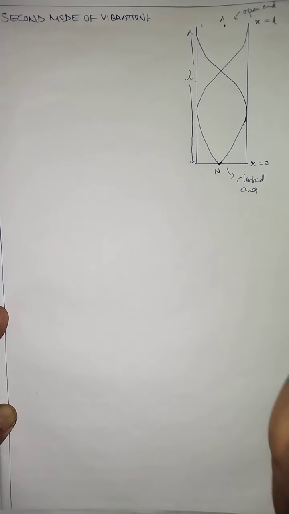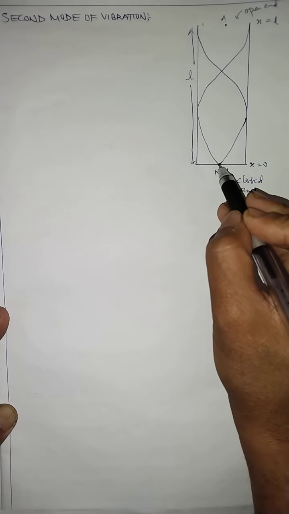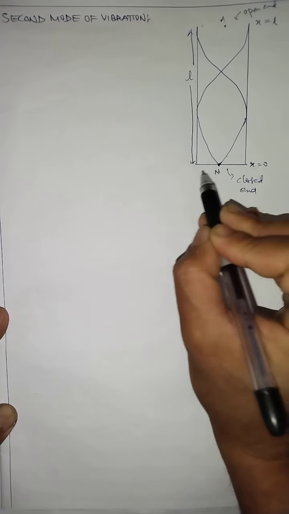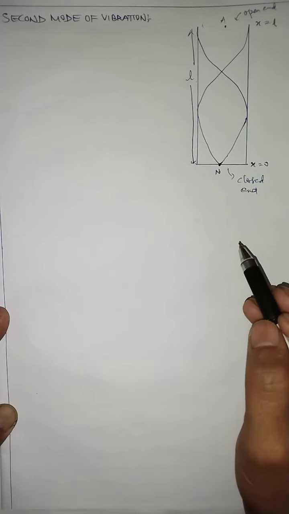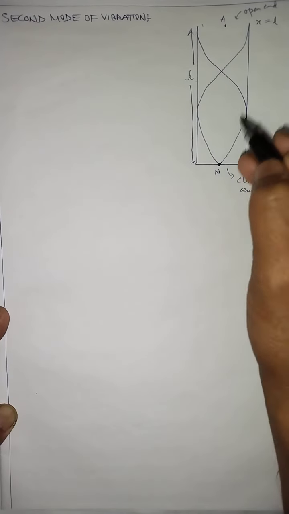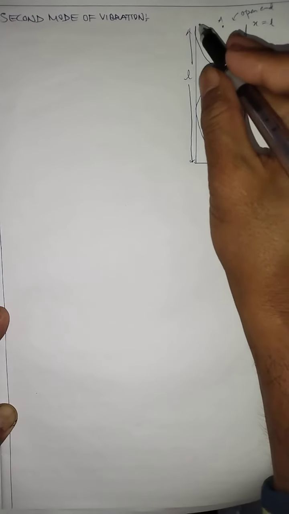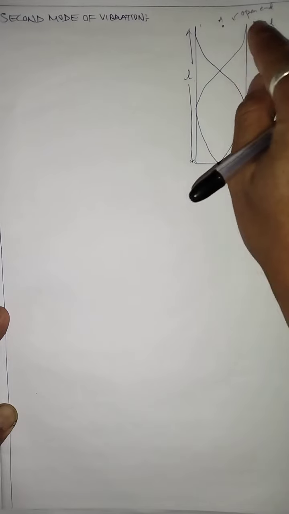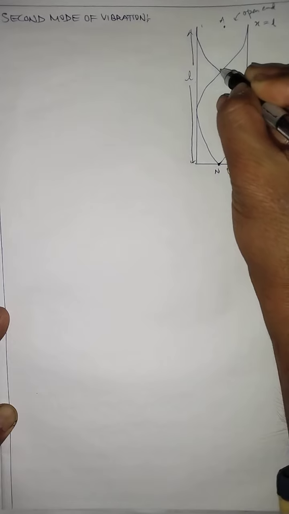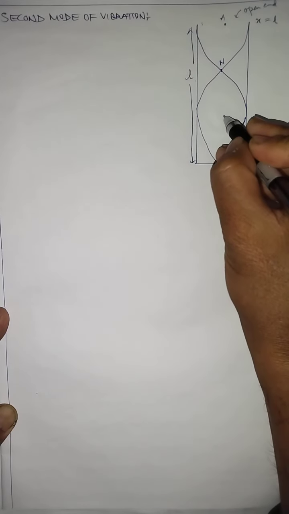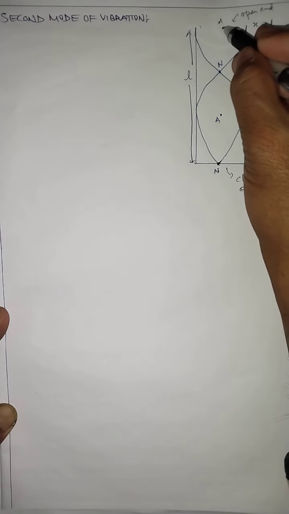But remember, this is a closed end where the particle always vibrates with the minimum displacement. That means the node is always formed at the what end? Closed end. And the antinode always forms at the what? Open end. If you look at this diagram, the node is produced at the closed end, and the antinode is produced at the open end where the particle has maximum displacement of vibration. But between them there is a node here also, and there is what? Antinode. So node, antinode, node and antinode.